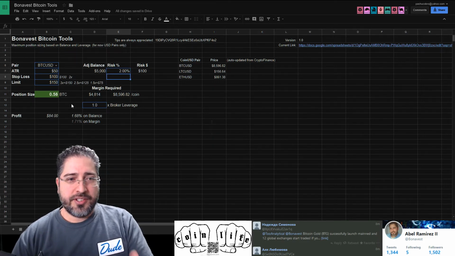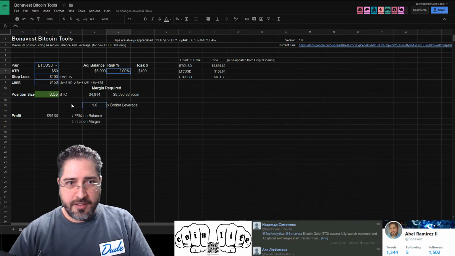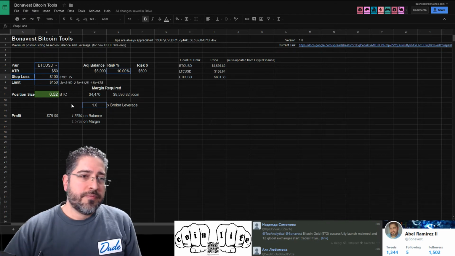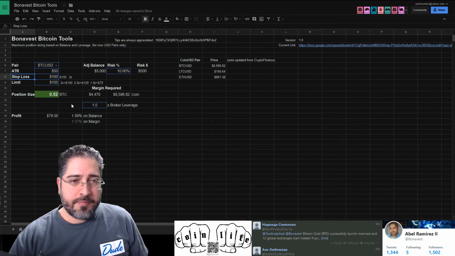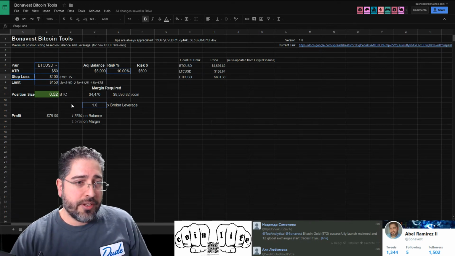So once again, there's the 2% risk, and it says 0.56. But if I increase it, it goes down to 0.52. You're just leaving a little bit extra room for yourself for that possible slippage. Yep. And at 10%, it goes down to 5.2. So there's a little example there.